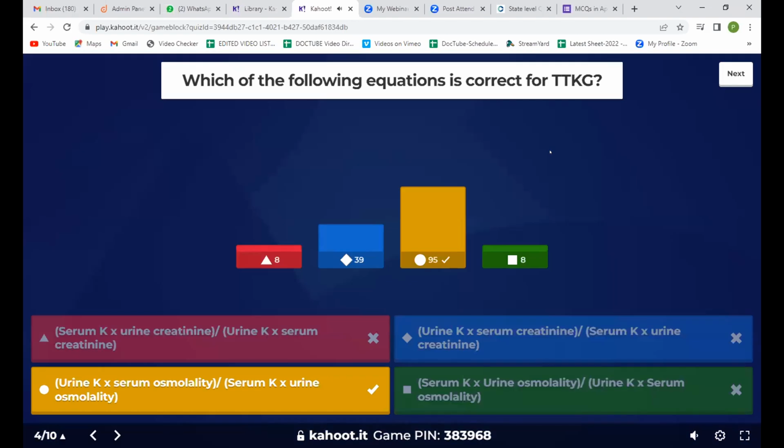As we have seen with the transtubular potassium gradient, you're trying to see the urine upon serum potassium, and then you're indexing it to osmolarity because water gets reabsorbed distal to this. To correct for that, we are indexing with serum upon urine osmolarity. So option C is correct.